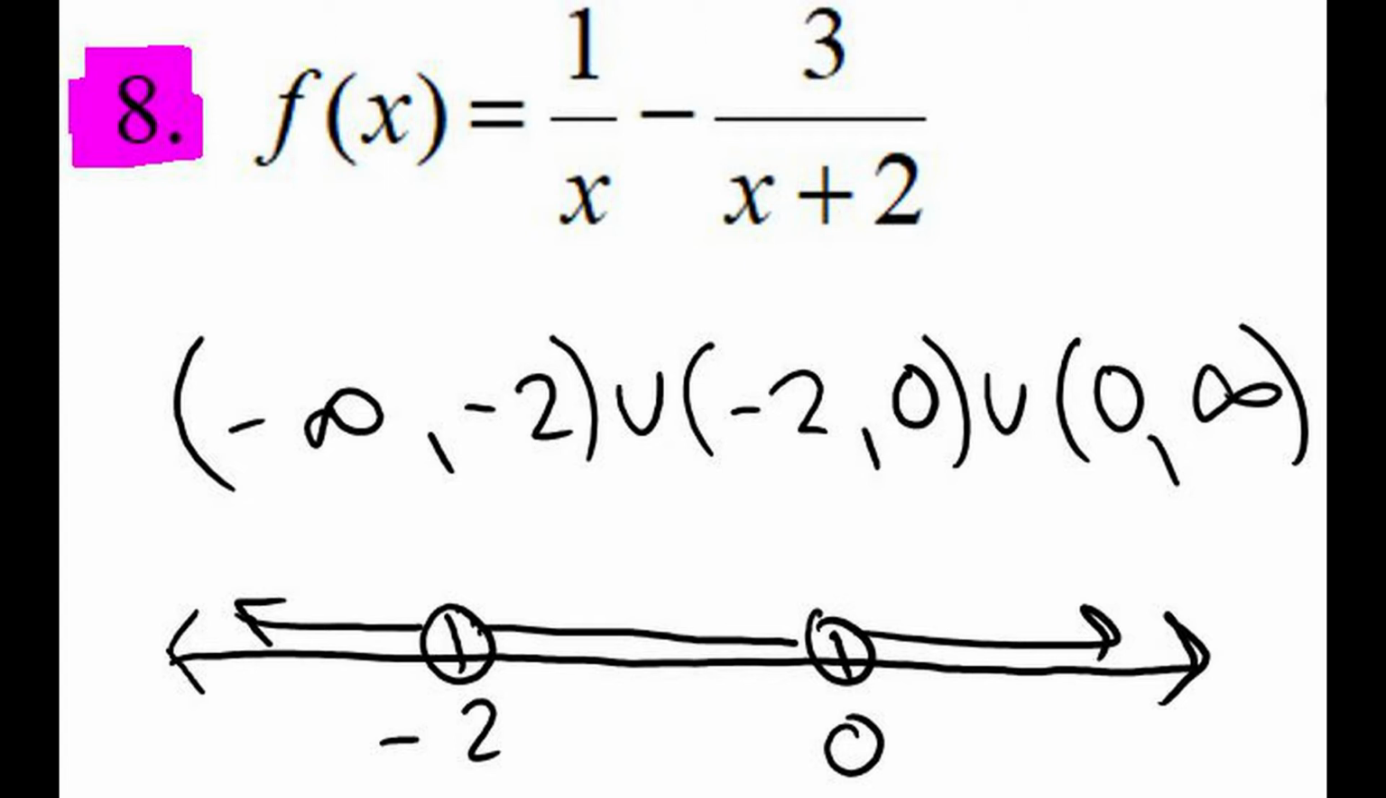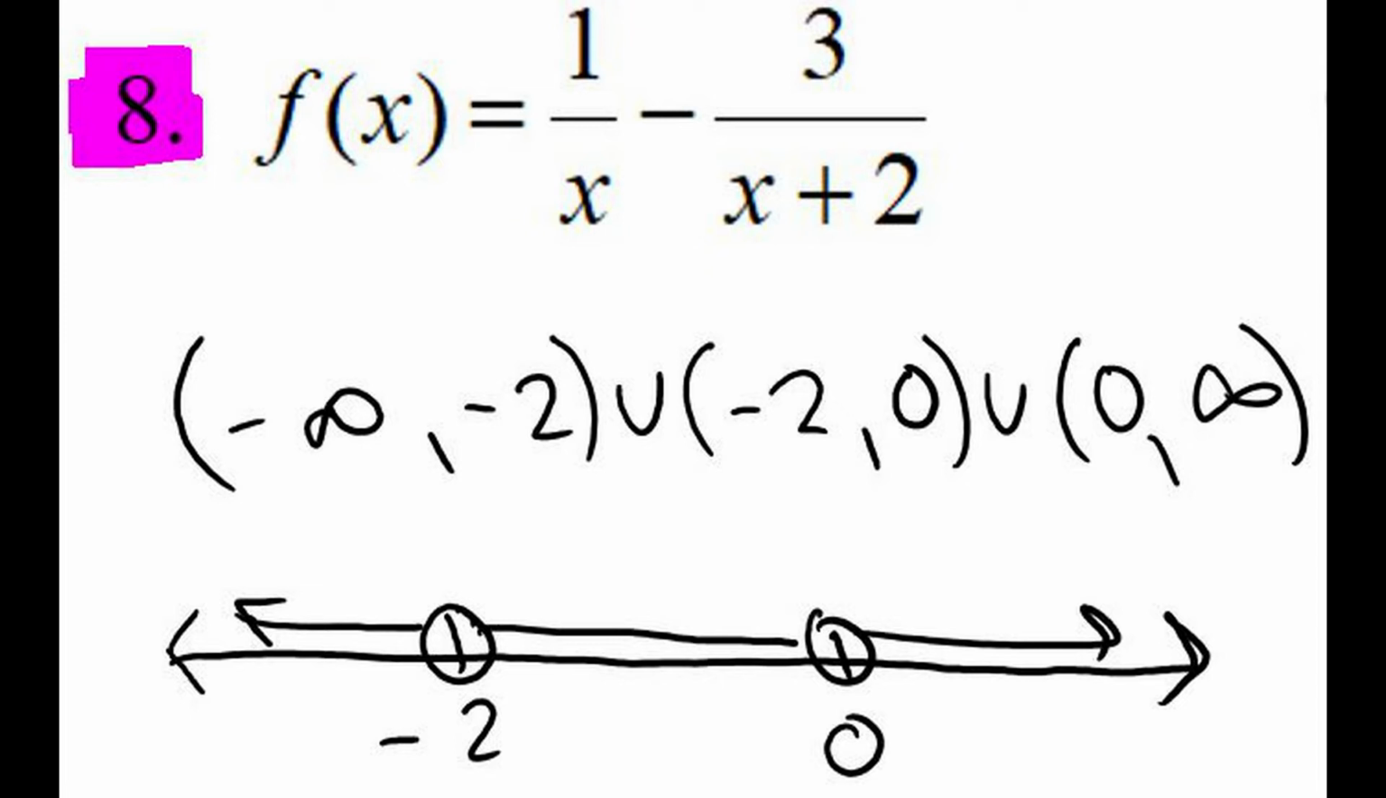I put a U for and, or the union of. Then we go from -2 to 0, and we're not including either of those endpoints. So we do soft bracket, -2, comma, 0 with a soft bracket. Then we do another U, and we're going from 0 to infinity, or 0 till forever. So soft bracket 0 to infinity with soft bracket. So that is all done.